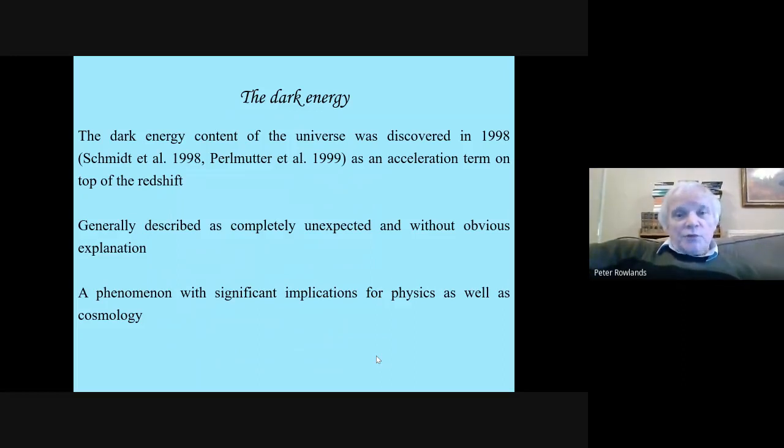This dark energy content was discovered in 1998, and it was considered to be an acceleration term on top of the redshift, which is a velocity term, velocities of galaxies moving away. And what everybody says is that it was completely unexpected and without obvious explanation. However, I don't say it was unexpected. As I'll show you, it was not unexpected, and it does have explanation. It has significant implications for physics as well as cosmology.